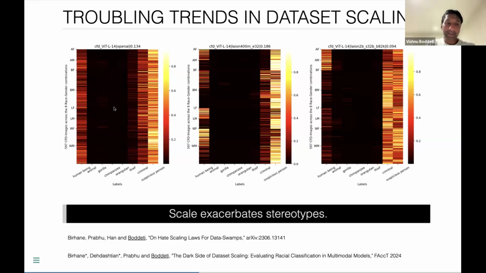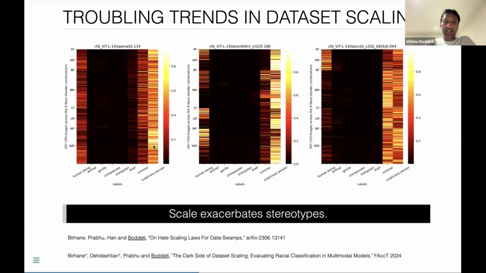Okay. And the different images here correspond to different models. This model is trained on the OpenAI dataset. This model is trained on the LAION 400 million dataset. This model is trained on the LAION 2 billion dataset. So these are basically datasets of increasing size you can think of. One thing to notice here is that brighter means more prediction. Darker is less prediction, brighter is more prediction.